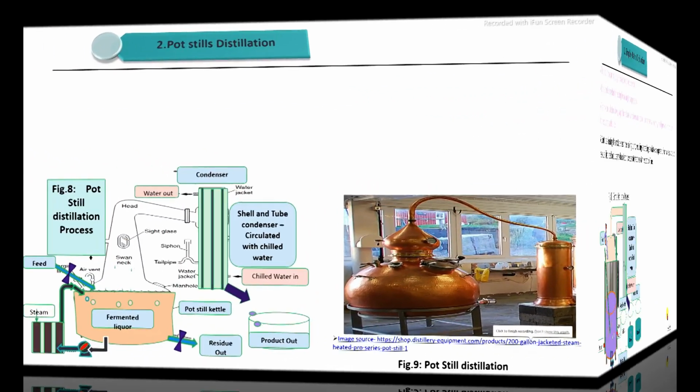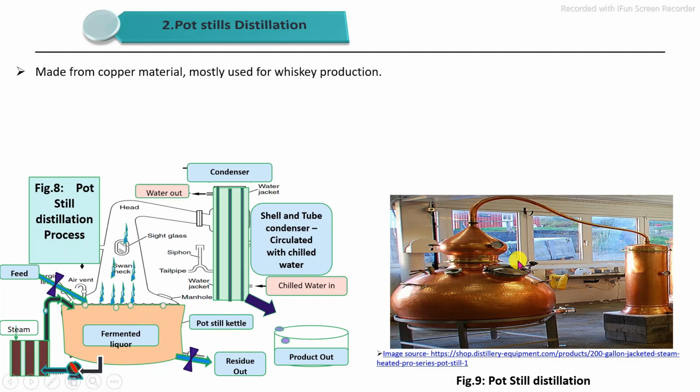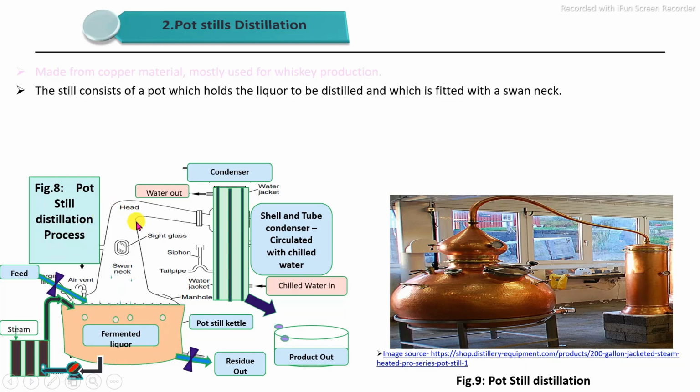The second one is pot still distillation. It is also a simple or batch type distillation. The specific name comes from the pot, which is connected with a specific piping system, with a swan neck like structure connected to the condenser. This type of pot still distillation is used in whiskey manufacturing and is mostly constructed in copper. You can see the construction involving, first, the pot still.